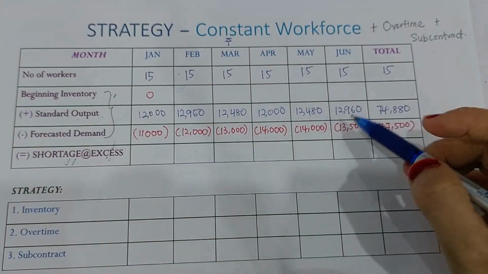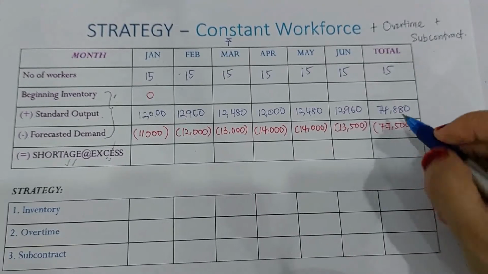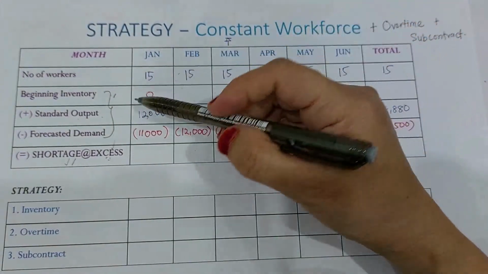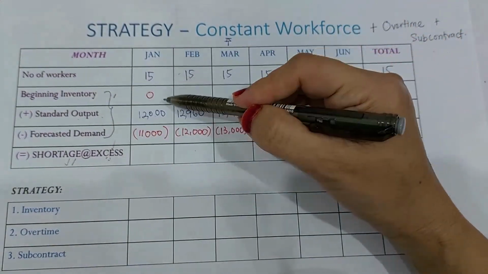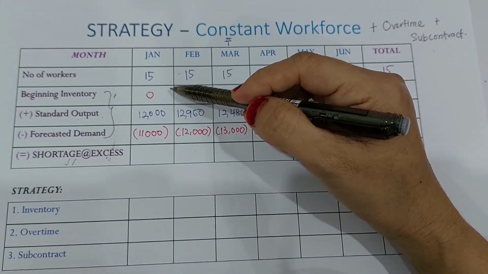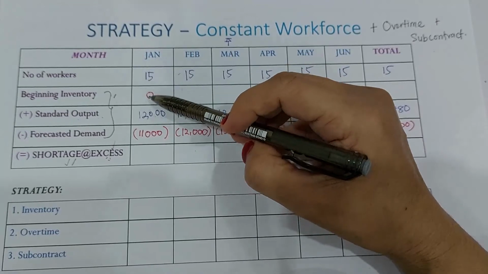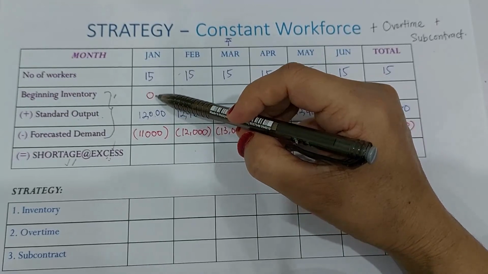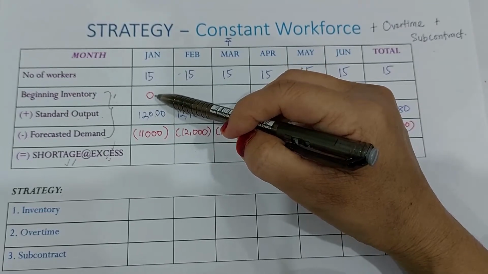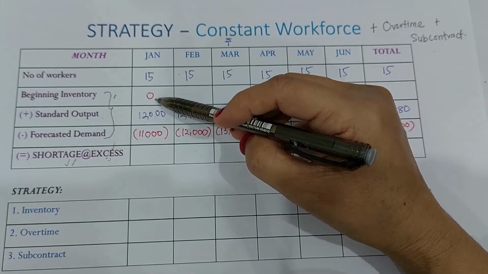Okay, so we finish off until June, and it gives us a total of 77,500. Let's interpret the meaning of this number starting from beginning inventory. Beginning inventory here is actually the inventory carried forward from the previous month. We start preparing the aggregate plan from January, so beginning inventory here means is there any stock carried forward from last year's December? The question does not mention any, so the beginning inventory is 0.